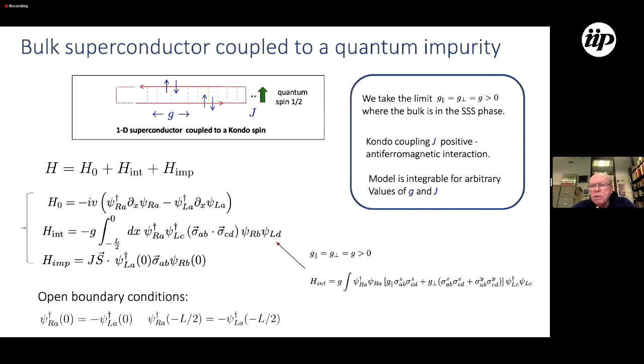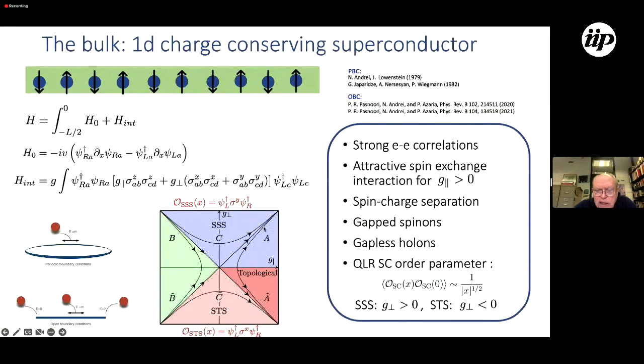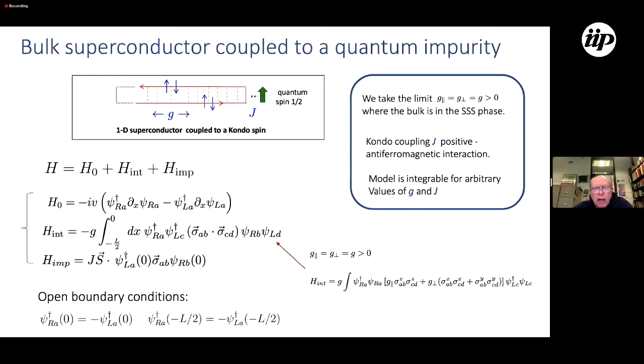Now we couple it to a local impurity at the edge here. So in addition to what we had before, we now add an impurity. Now, we are going to take G parallel equals G perp equals G. In other words, we are going to solve it on this line here, which is topologically trivial, but I will show later on that we can make the whole system topologically non-trivial and superconducting. So this is the model.